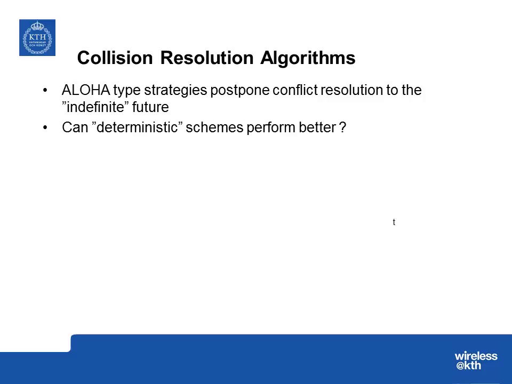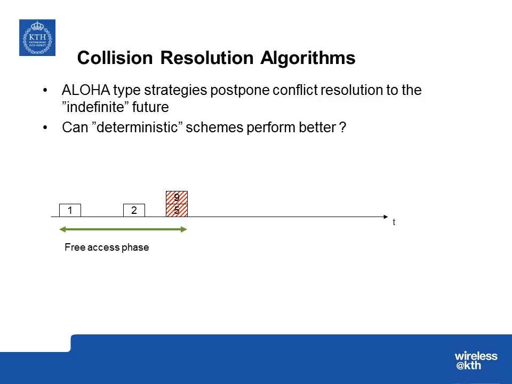In an ALOHA scheme, stations transmit, and when a collision occurs, they draw random numbers and delay their retransmissions according to these random experiments and hope that in the future there will be no further collisions. So the question is, can we do this more efficiently by using deterministic schemes? And so this is the situation we have here.